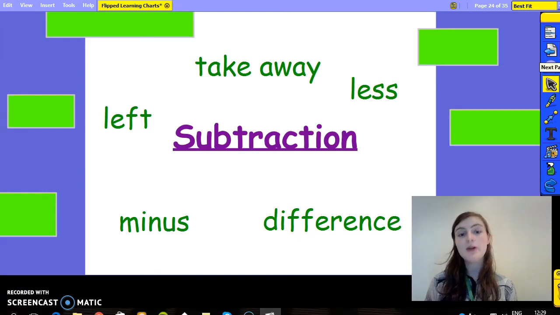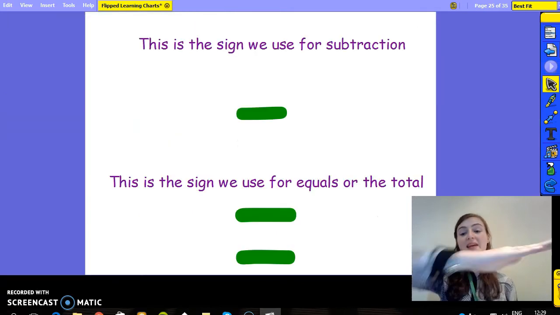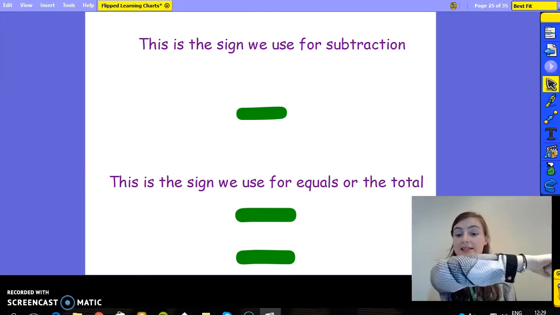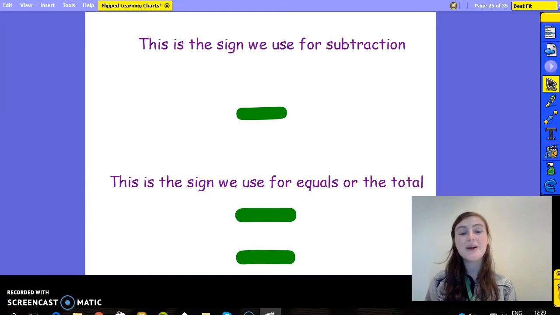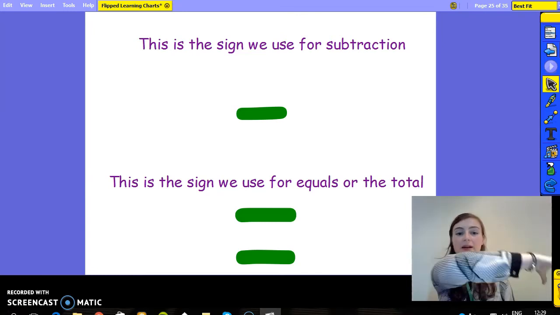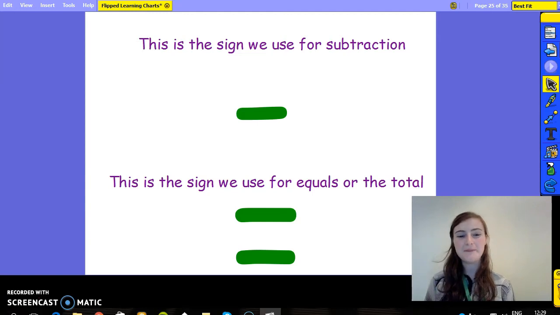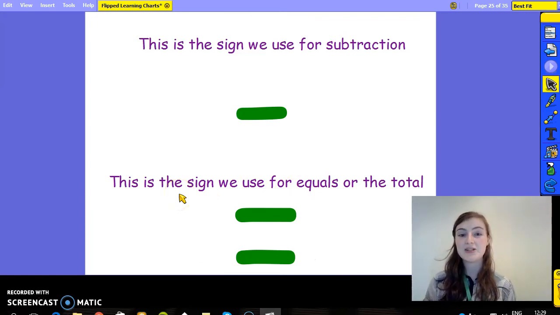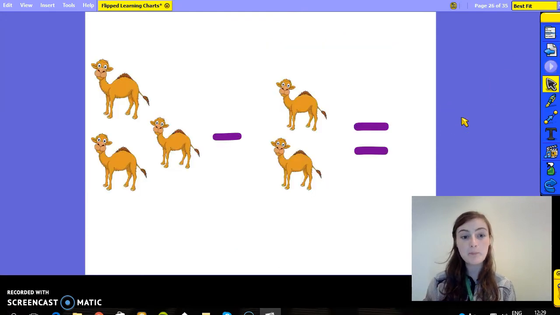Just like addition, we have some special symbols we use for subtraction too. This is the sign we use for subtraction. It's a straight line. It's for take away. Can you do the take away sign with your arm? Take away. Well done. This is the sign we use for equals or total, and we will be needing this later when we do our number sentences. So let's have a look at a simple subtraction sentence.